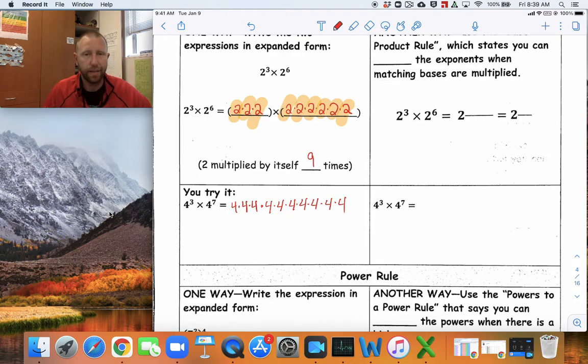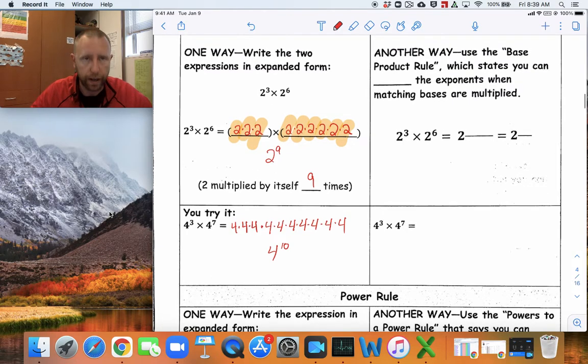And then just count them up, right? 1, 2, 3, 4, 5, 6, 7, 8, 9, 10. I count 10 4's. So, I forgot to actually write my answer. I forgot to write my answer for the other one. So it's 2 to the power of 9, right? Because 2 is multiplied by itself 9 times. And then it's 4 to the power of 10 because 4 is being used 10 times, right?